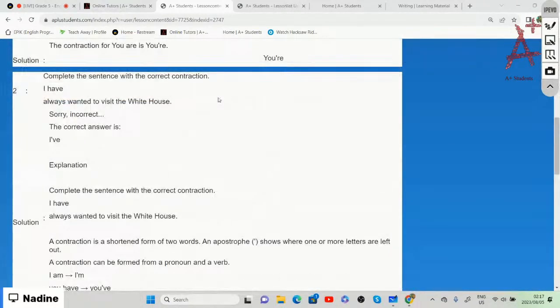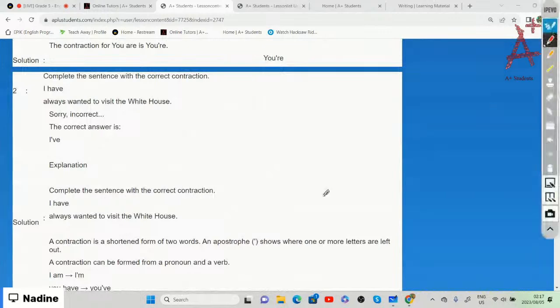We need to complete the sentence with the correct contraction. I have always wanted to visit the White House. So I have is saying I've, right? So I've for I have always wanted to visit the White House. So I've always wanted to visit the White House.